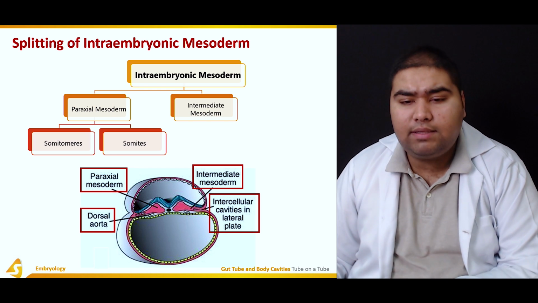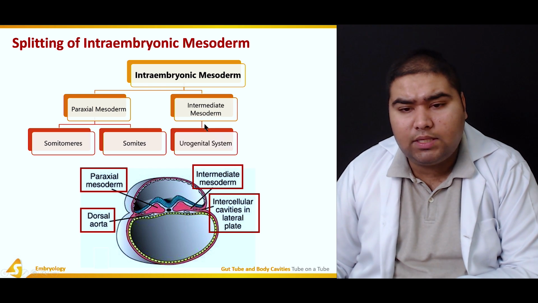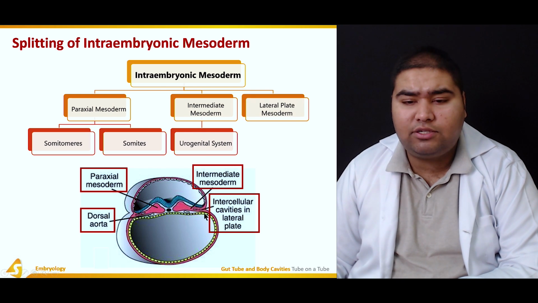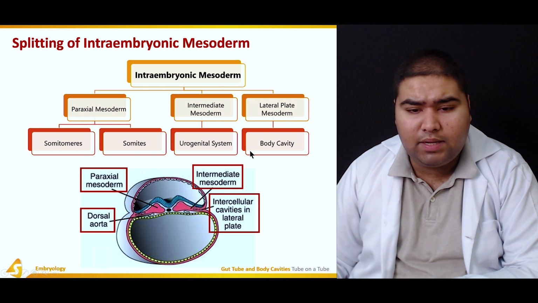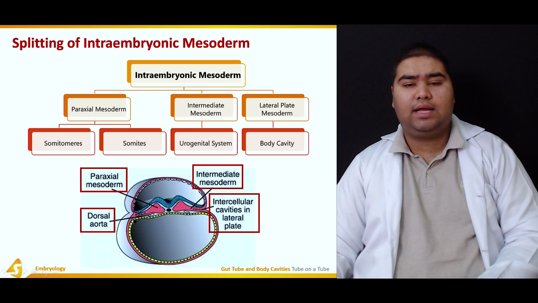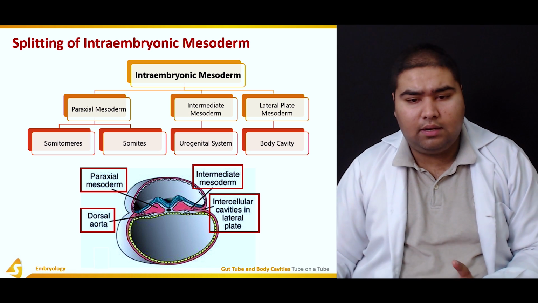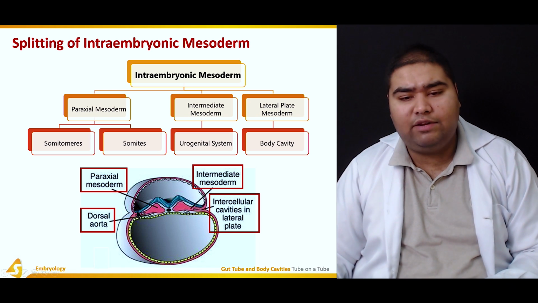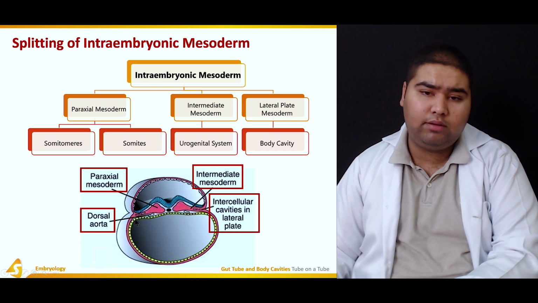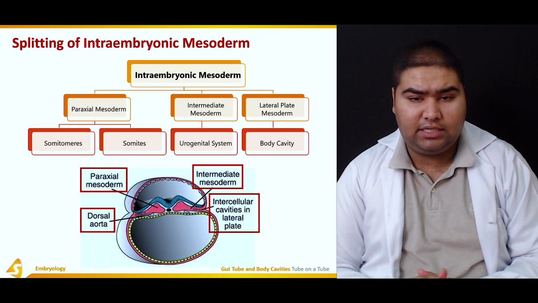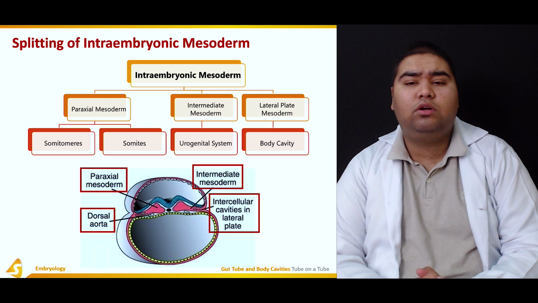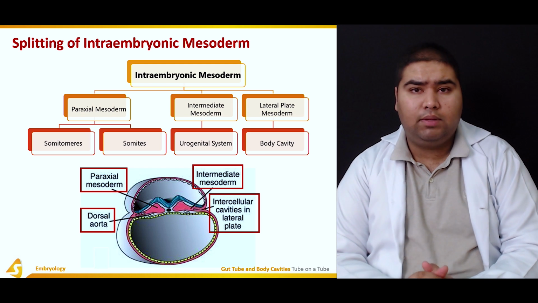Now we have intermediate mesoderm. Intermediate mesoderm forms the urogenital system. And then we have the lateral plate mesoderm. Lateral plate mesoderm splits into further parts which will be taken up in a little detail in a while, and it forms the body cavity, initially the embryonic body cavity and then the adult body cavity. So the important thing is the division of the intraembryonic mesoderm.